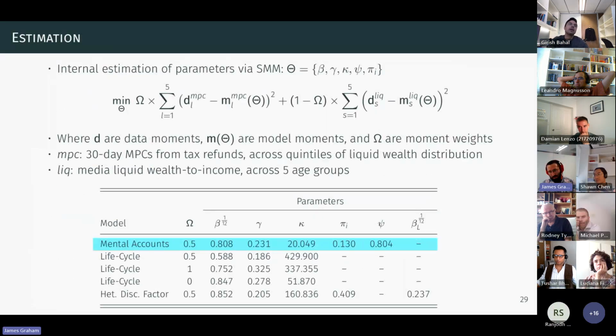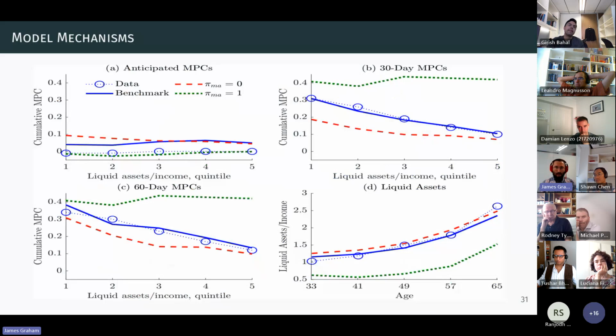Actually, that's a really good point, and I skipped it because I thought I was running out of time. Let me show it here. In this version of the model, I'm going to show you the data in blue, and the benchmark calibration in solid blue. Now, the one you want is this green line. So what I'm going to do here is make everyone a mental accounts guy. I'll get rid of this heterogeneity. Now, that means everyone has this very high 80% penalty parameter.